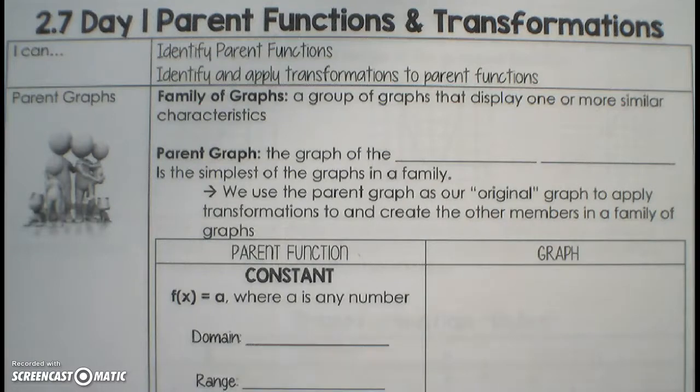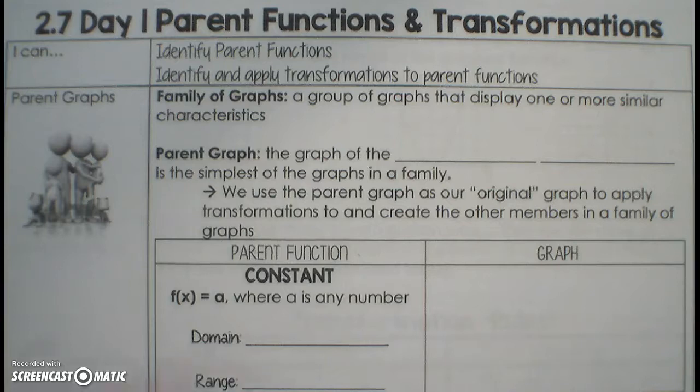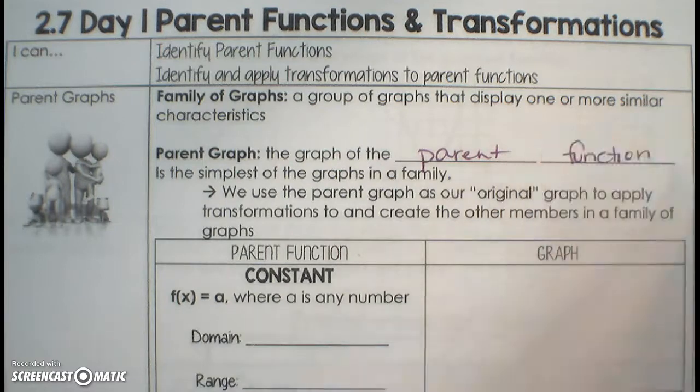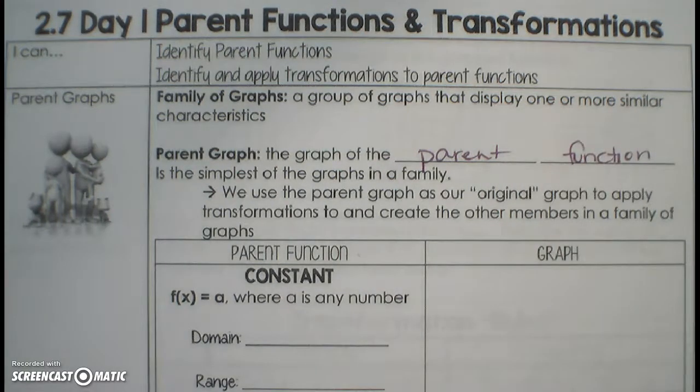So we've got a family of graphs, which is a group of graphs that displays one or more similar characteristics, like a family. They kind of, most of the time, look alike and have the same or similar characteristics. A parent graph is kind of like what you start with, in a sense. It is the graph of what's called a parent function, and it's the simplest of the graphs in the family. So it's our original, before we've done any kind of transforming to create other members.